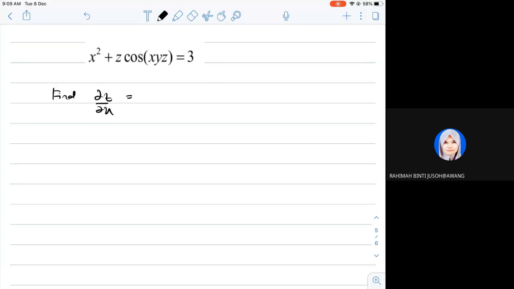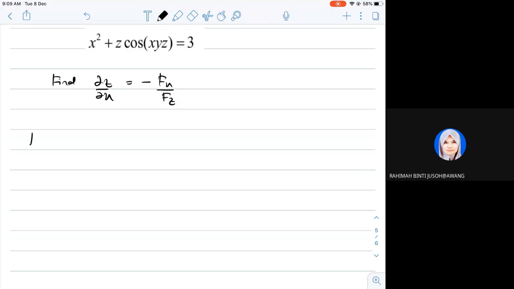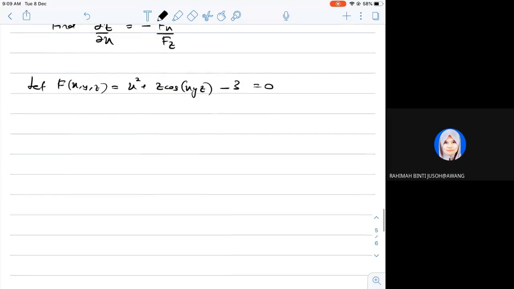Of course, by using the second method, we have negative Fx over Fz. Okay, so first step, again, let F(x,y,z) equals to x squared plus z cos xyz minus 3 equals to 0. So this is your function now. So next we need to find Fx. So differentiate this partially with respect to x.